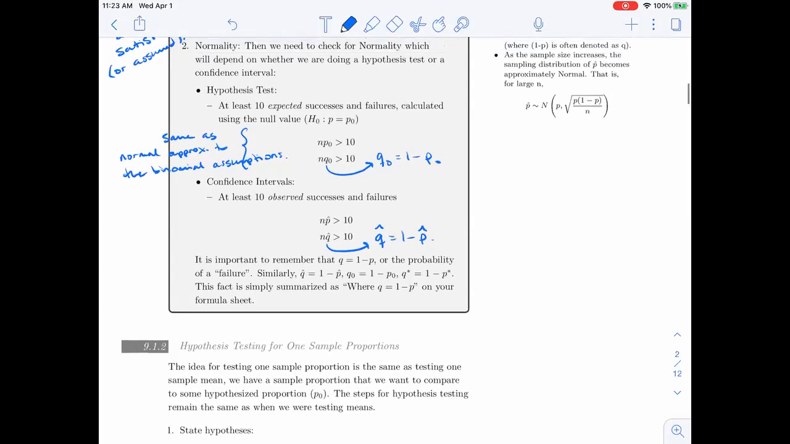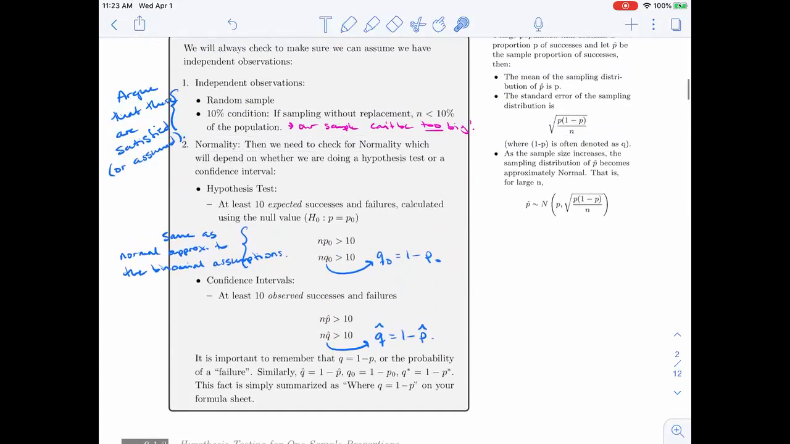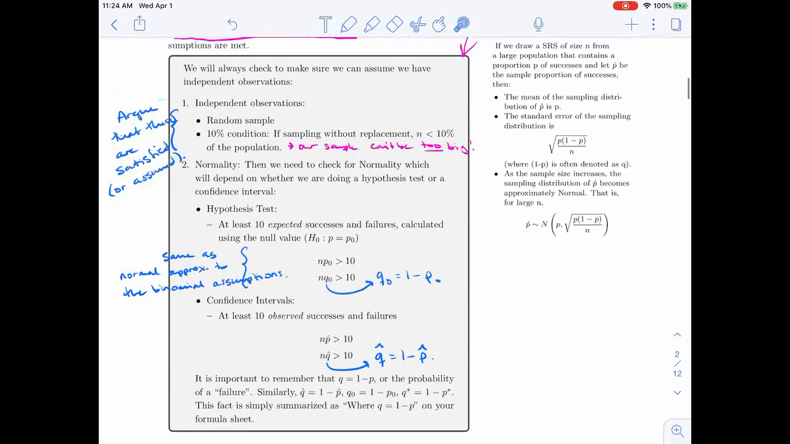So depending on what you're doing, hypothesis test or a confidence interval, that's going to determine which assumptions you check. You always check the independent observations. Do you have a random sample, and is your sample size less than 10% of the population? These things are just a matter of memorization.